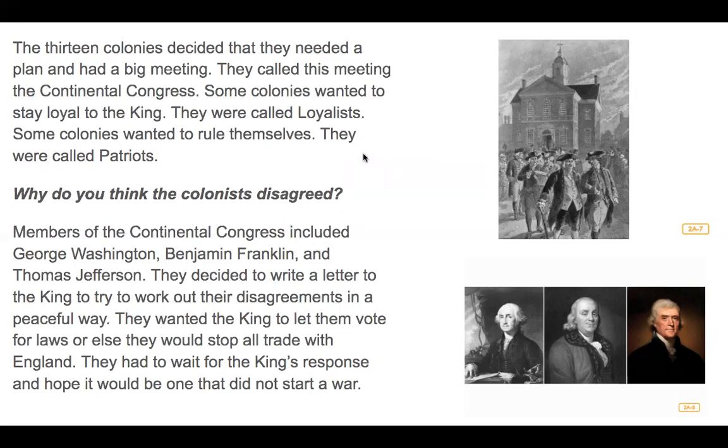Members of the Continental Congress included George Washington, Benjamin Franklin, and Thomas Jefferson. They decided to write a letter to the king to try to work out their disagreements in a peaceful way. They wanted the king to let them vote for laws, or else they would stop all trade to England. They had to wait for the king's response and hope it would be one that did not start a war.